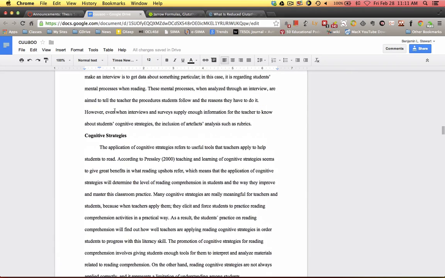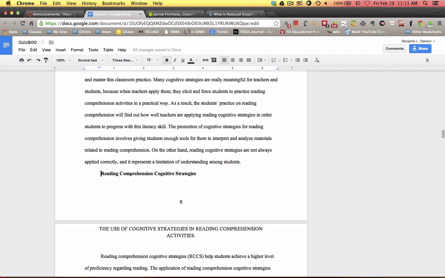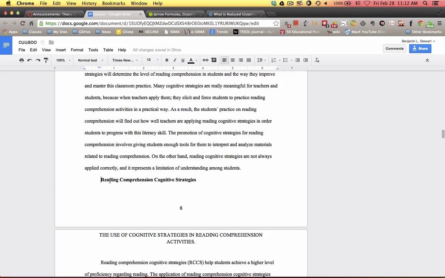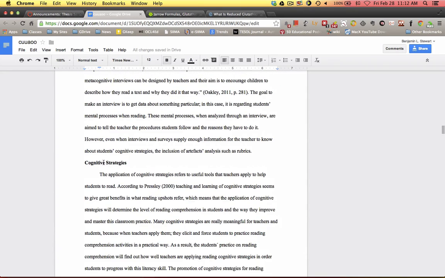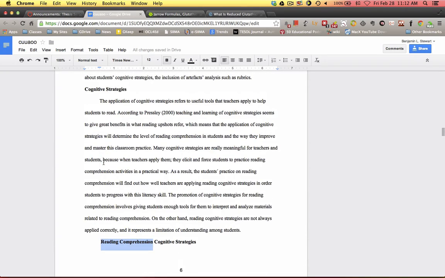Okay. Like this. Now, my question is, is this a subheading of this, or is this an equal subsection? No, it's a subsection. The other one, the reading comprehension, this is a subsection of this. Yes, because cognitive strategy is a level 1 or level 2? Yeah, these are level 2s.